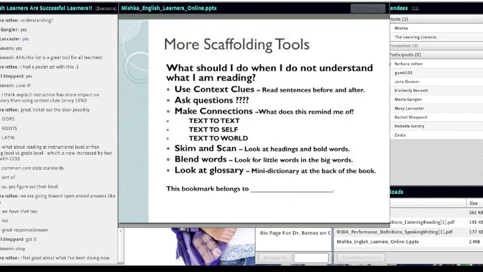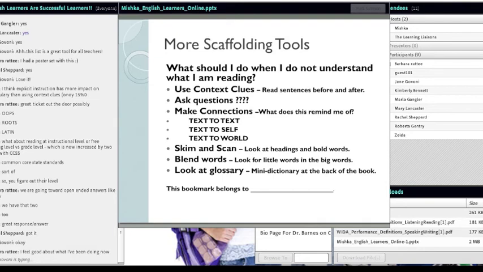Okay. So here are some more scaffolding tools. What should I do when I do not understand what I am reading? So this is another scaffolding tool that teachers can use to help students understand what they're reading. This is another bookmark that I've created so that students can use it as a visual to help them in the classroom. And of course, you would model this first before you give it to them.